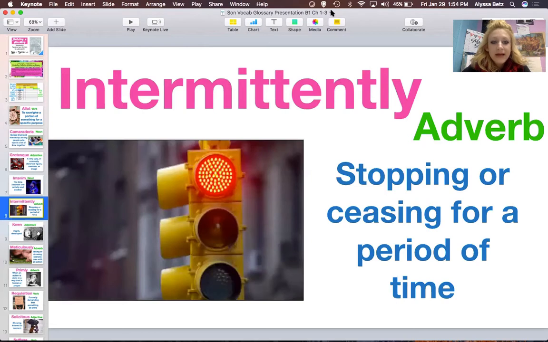Okay, next up we have intermittently. Intermittently is an adverb, which means it describes how a verb happens. If something is done intermittently, that means it is off and on, stopping or ceasing for a period of time. For example, the do not walk across the street sign would be lit up intermittently. It is on and then off and then on and then off.